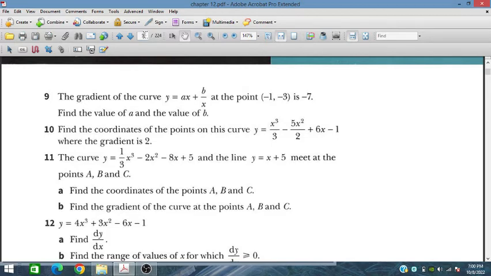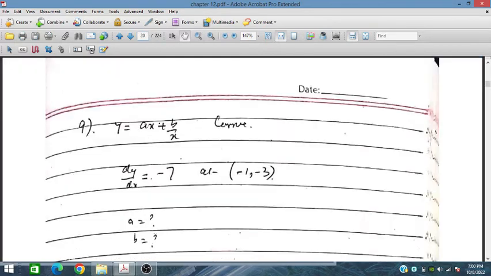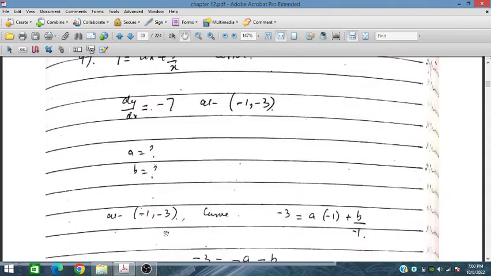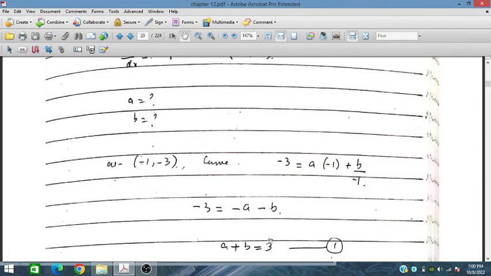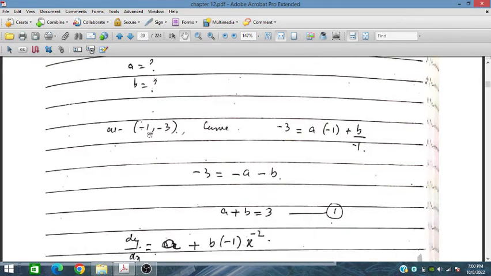So this gradient is given at this point. We have to find a and b. This is the curve. We substitute the values 1 and minus 3, and then this equation becomes this. From this we have equation number 1.